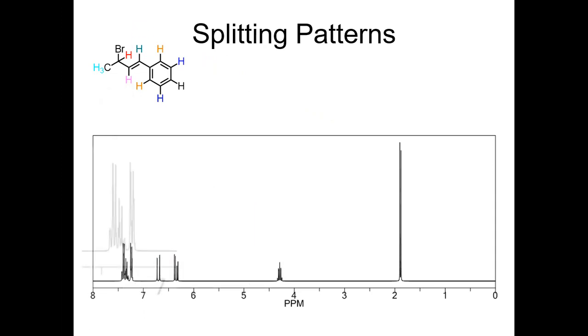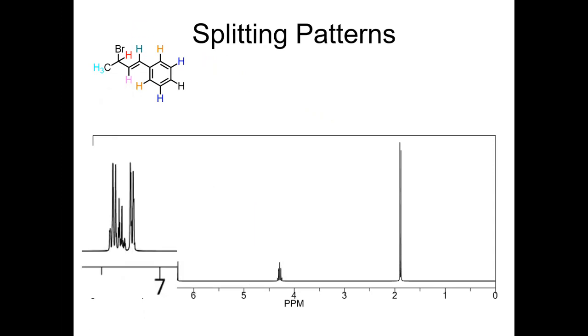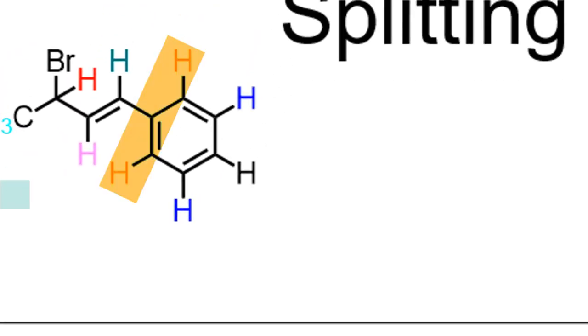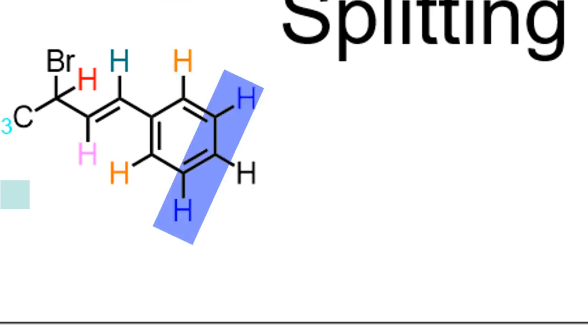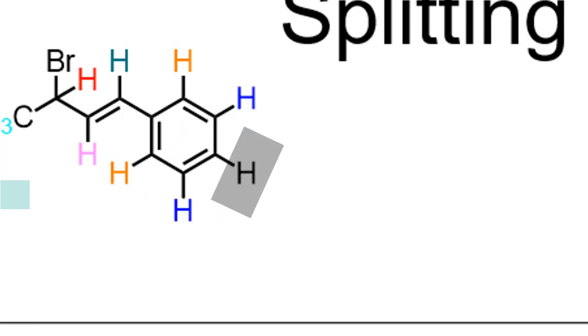And then if you look at the aromatic section, it's really messy, but there are actually like three signals down there. One signal for the two orange protons, and then one signal for the two blue protons, and then one signal for the one lone black proton that's at the 4th position on the ring, shown here.